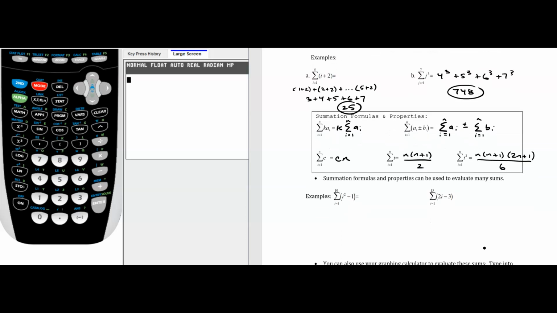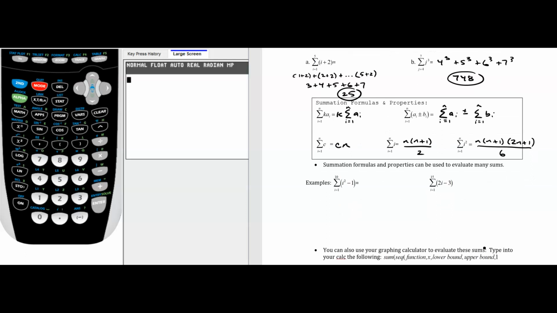So take a look at these couple of examples right here. I can actually evaluate this instead of just plugging 1 in and then 2 and then 3 and plugging 10 values in and taking forever to punch that into the calculator and get an answer. I can do the following. I could say that this is the sum of i squared, where i is going from 1 to 10, minus the sum of 1, where i is going from 1 to 10.